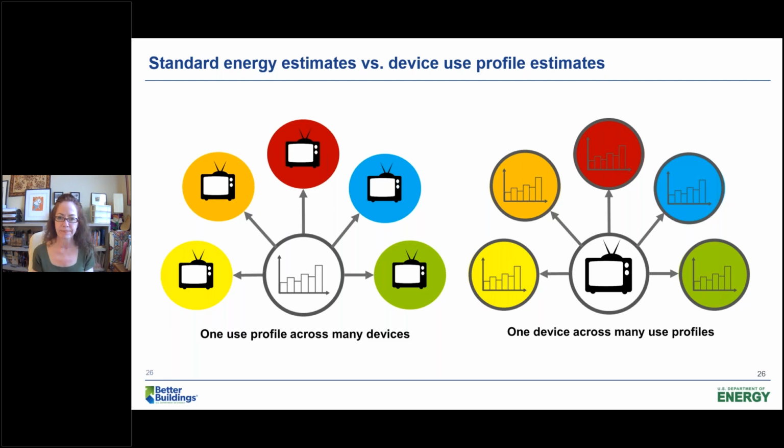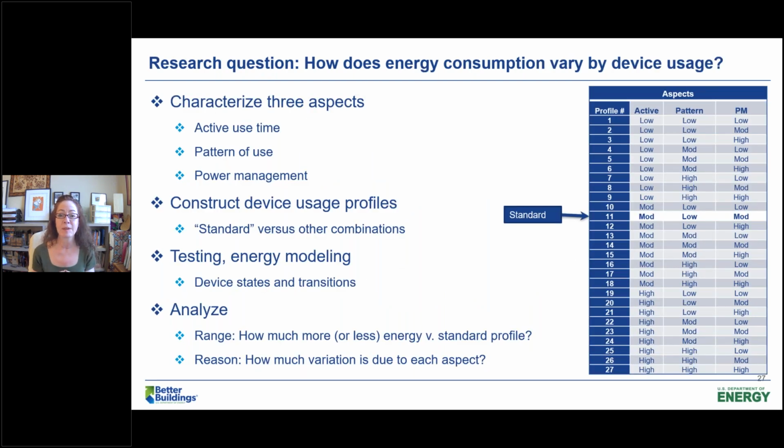Okay, next slide, please. So the first step is that we have to come up with these device use profiles for each device. And how do we do that? In our research project, we started off with 3 aspects of use of the device: the active use, the pattern of the use, and the power management of that device. And for each one of these, we come up with at least 3 levels, high, moderate, and low. So for instance, for active use, we're looking at the amount of time that you use it per day, or the number of times, like how many cups of coffee do you make per day.